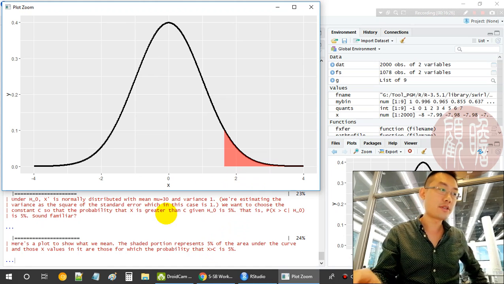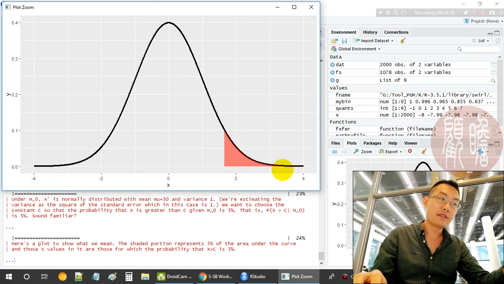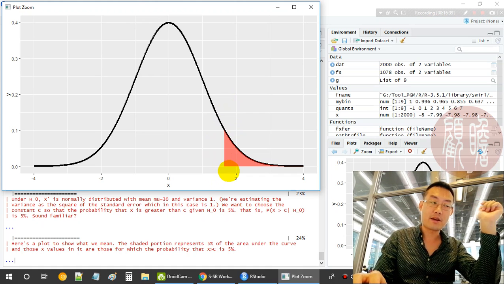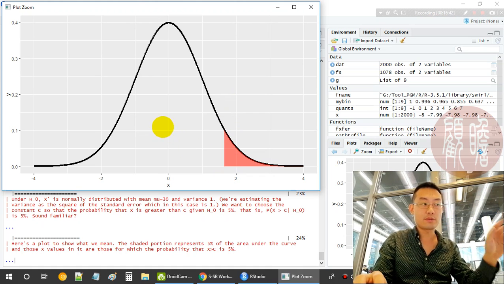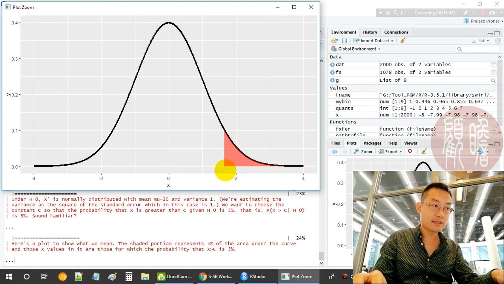Put in simple terms, the total area under this probability density function is 1, so 100%. We have to cut somewhere to split the area into two. The left hand side will be 95% and the right hand side will be 5%. This is the place, around 1.64, because this is a standard normal distribution. So 5% here actually translates to 1.64 sigma.